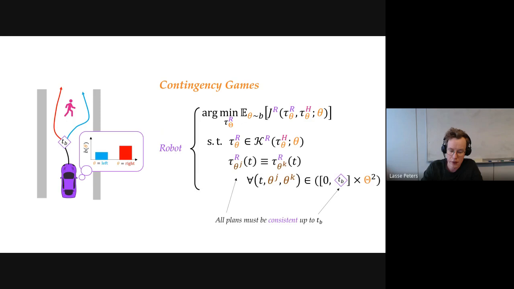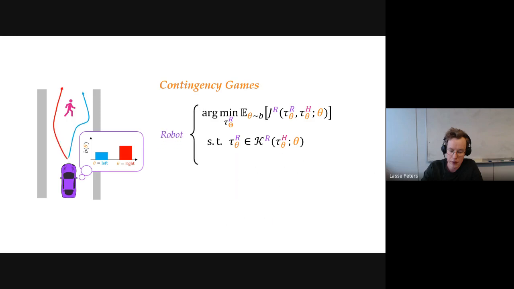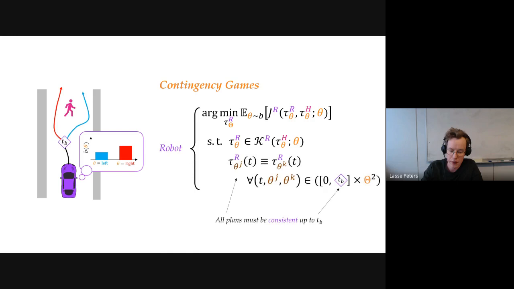But since the robot can't execute both, this plan, of course, would be inconsistent, right? So if we look at this again, we now have two different actions that we want to take. And this plan isn't actionable because we effectively plan against these different versions of the human. And so the contingency aspect is added by enforcing that all of the control inputs up to the branching time must be consistent across the different plans, which enforces that we cannot commit to any action that would render us unsafe. We cannot commit to any action that cannot be continued safely or efficiently under any possible outcome observed after TB.